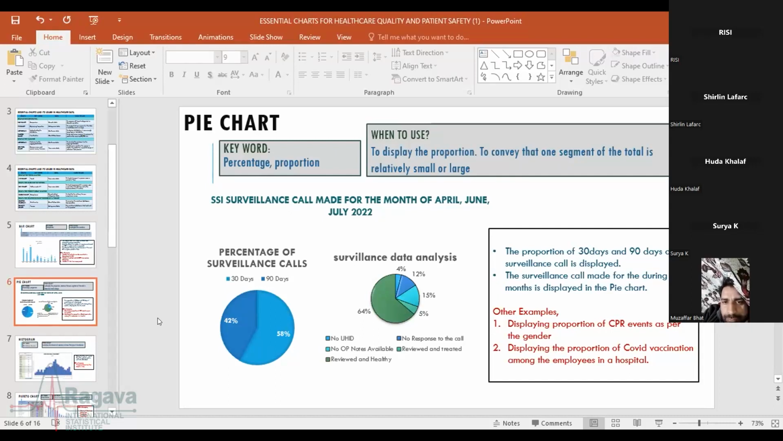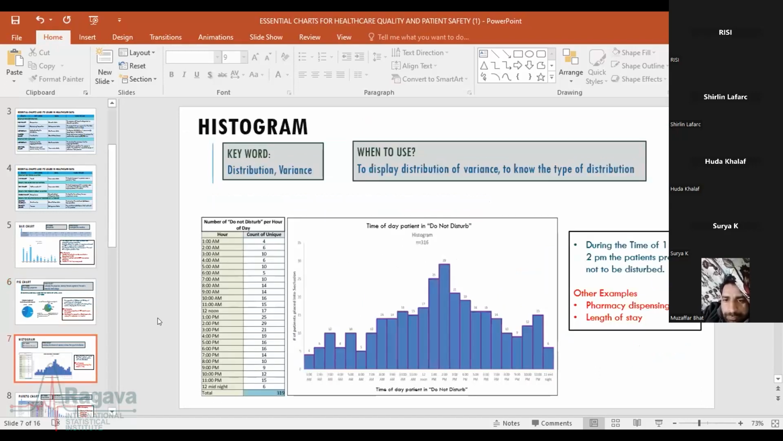So in the same way, we can display the proportions of CPR events according to gender, and also the proportion of the COVID vaccine among the employees in a hospital, through the pie chart. Next is the histogram. The histogram is used to show the distribution and the variance.